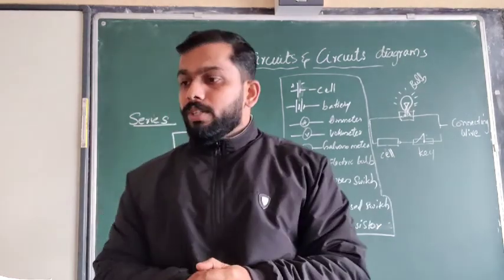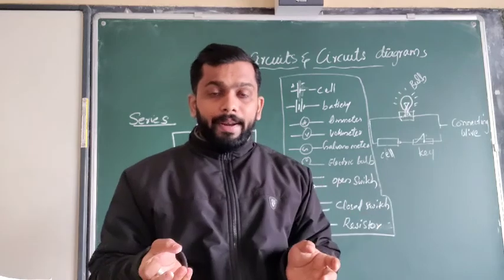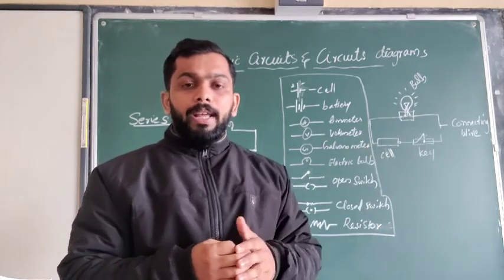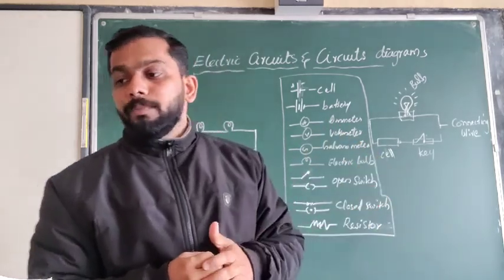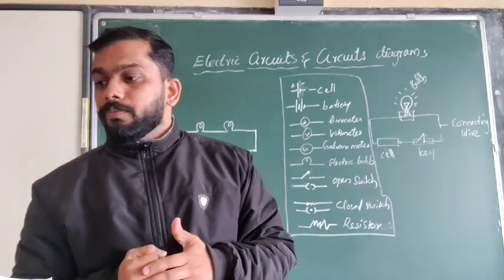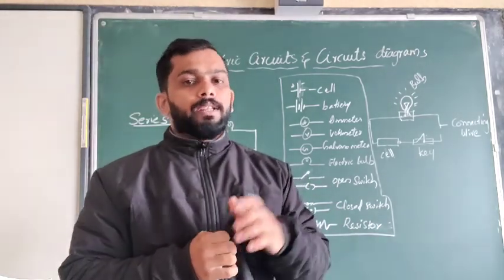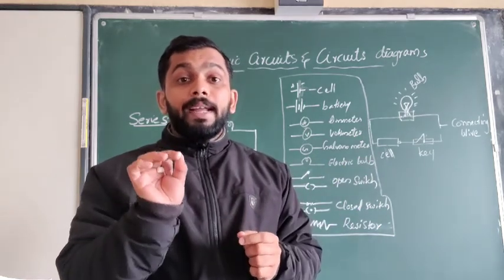Then, what is the next thing we need? We need an electrical device. For example, a bulb is an electrical device, and an electric bell is an electrical device. So, one device should be there. And the next one is a switch, which should be there in order to control the device.